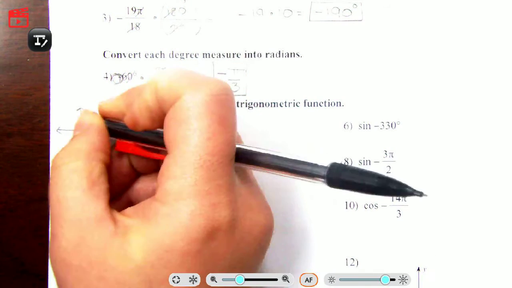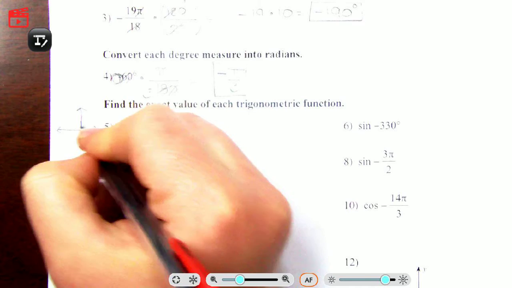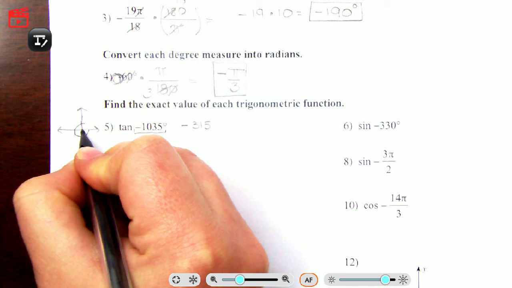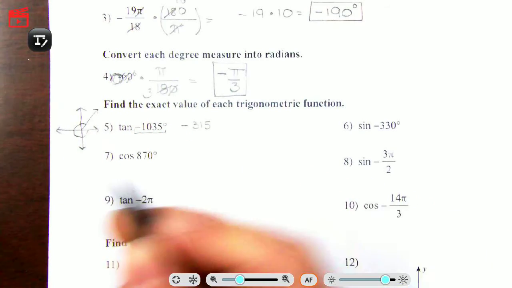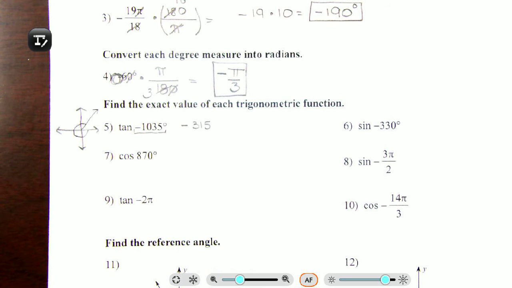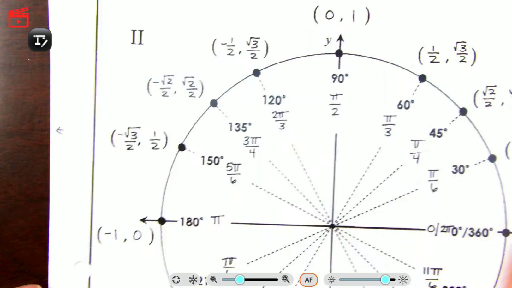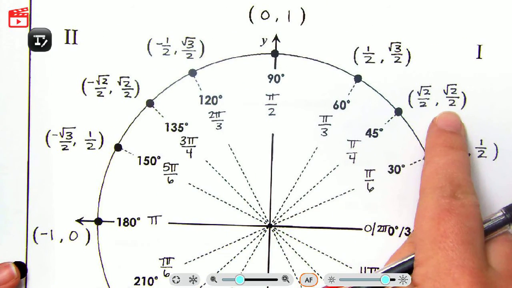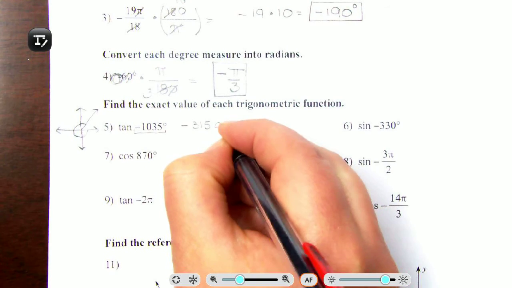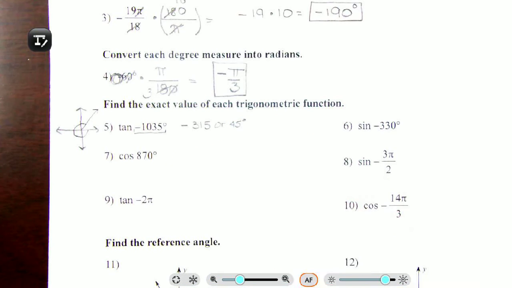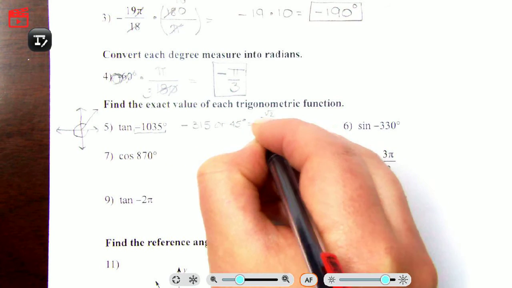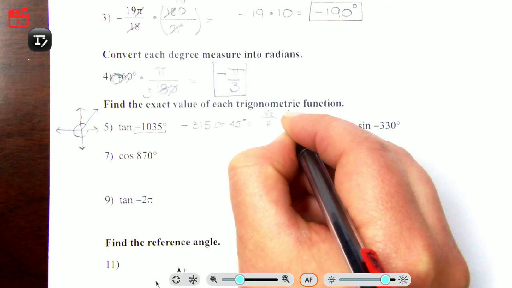Now let me draw this out. Negative 315 degrees is here, and I'm looking at my unit circle. 315 degrees negative is the same thing as a positive 45. So positive 45 is root 2 over 2 and root 2 over 2. So I know that I have root 2 over 2 and root 2 over 2.